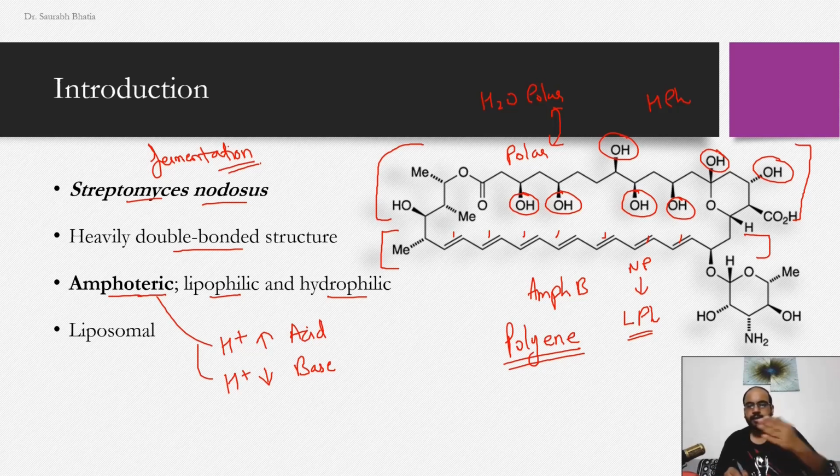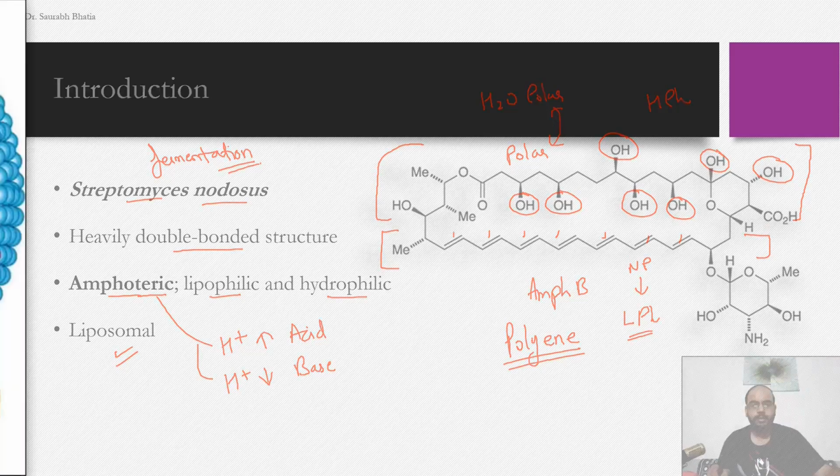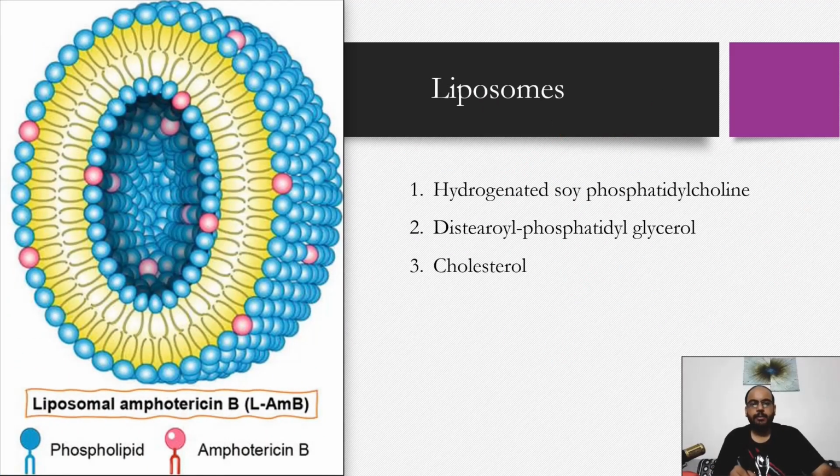Okay, so we'll discuss how this particular structure of amphotericin B translates into its mechanism of action. Now, we have already told you about the liposomal variant of amphotericin B, in which it is encapsulated in a bilamellar structure with the same efficacy but decreased toxicity and better tolerability, and we'll discuss how amphotericin B actually acts. Now, before going to amphotericin B, we'll discuss a bit about liposomes.